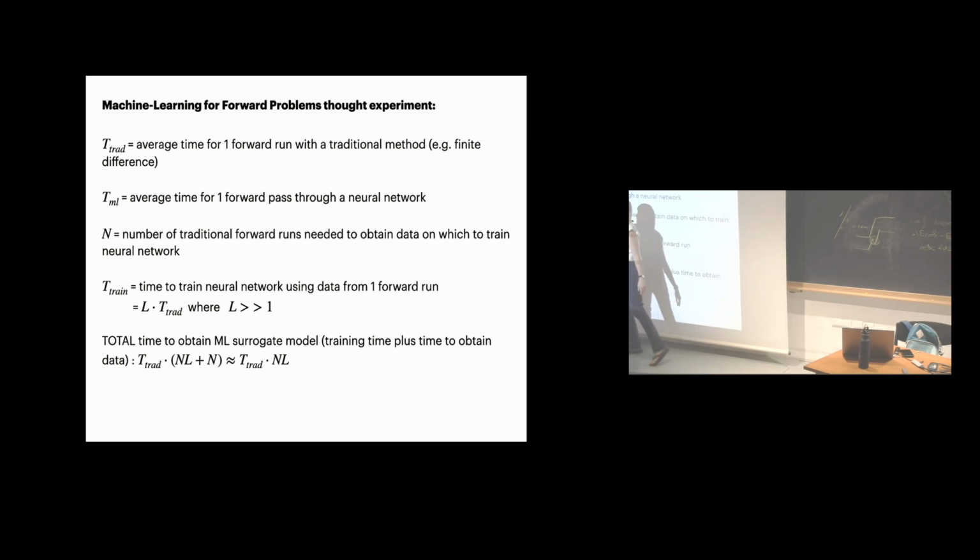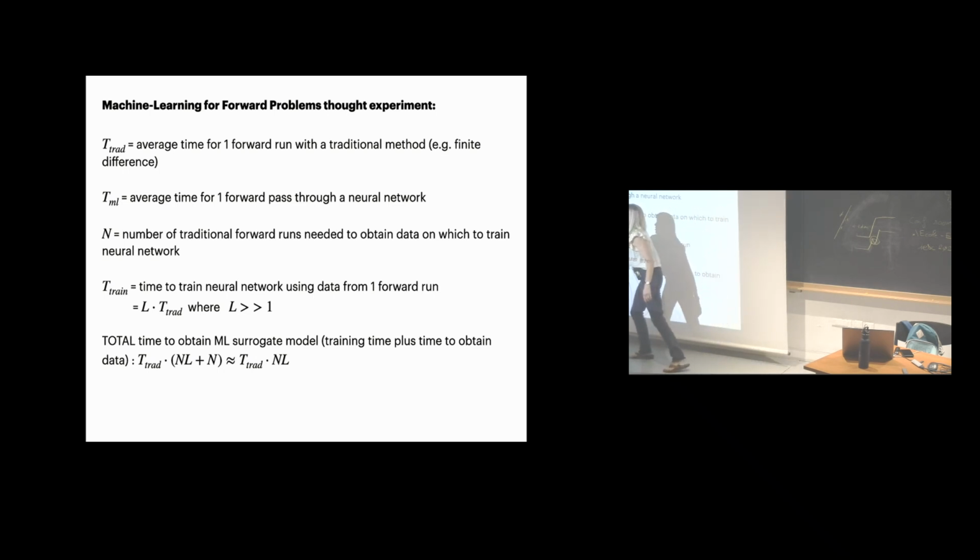T_ML is the average time for one forward pass through a neural network. That's just setting your inputs, getting your outputs. I'm going to let capital N be the number of traditional forward runs needed to obtain data on which to train a neural network. So that's again assuming that you have a data acquisition problem. You need to run N forward problems to get the data on which to train your neural network.